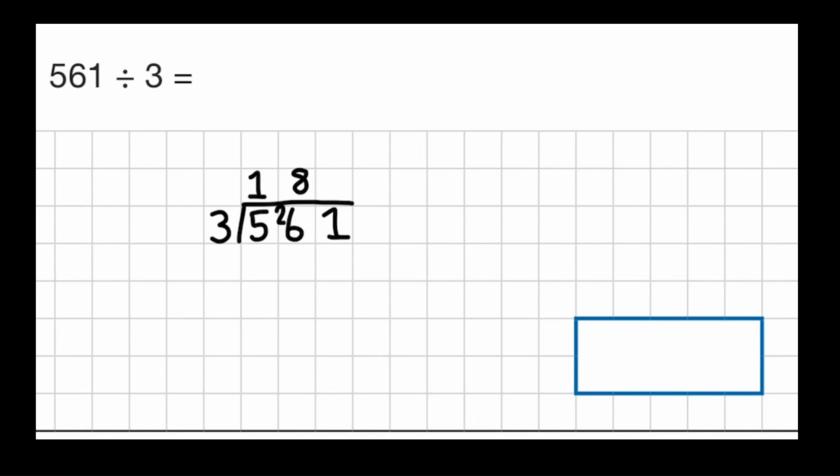That we bring over to the ones column, 2 tens remaining that we bring over to the ones column. So that was 26 tens divided by 3 was 8 tens with 2 tens remaining. 21 divided by 3 is 7. Therefore, 561 divided by 3 is equal to 187.